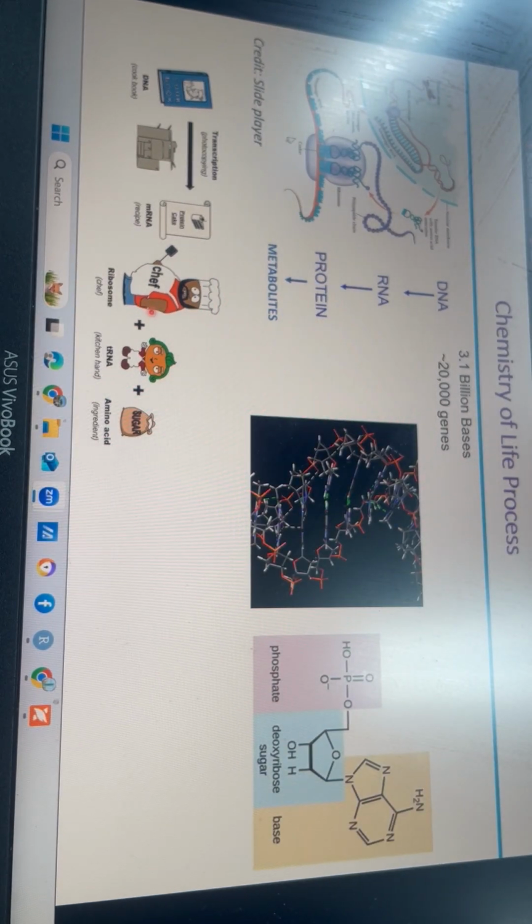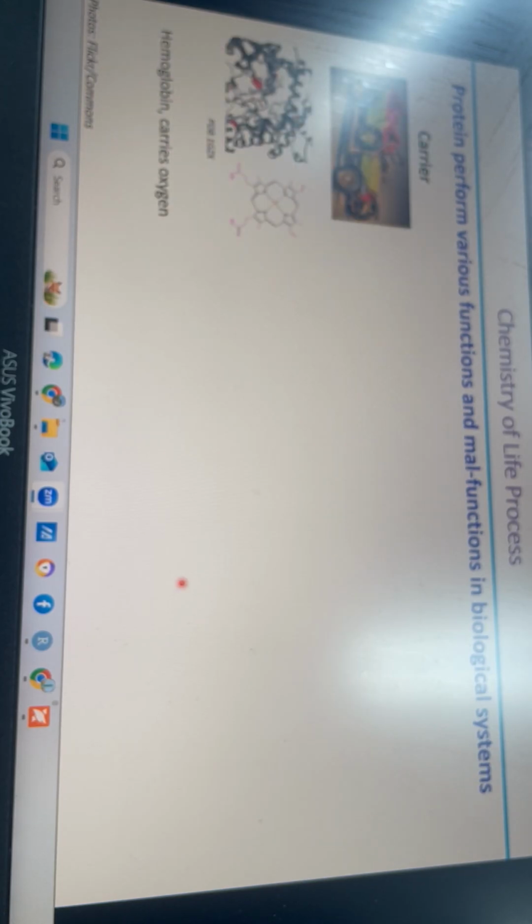Okay, so we all know this, that we have a phosphate, we have ribose, and then base all together, but it has a nice structure and also has hydrogen bond between the base pair. Okay. And then we have protein. So protein perform various function and malfunction in biological systems. So some protein act as a carrier. It actually transport a lot of things. Small molecule, for example, best example is hemoglobin.